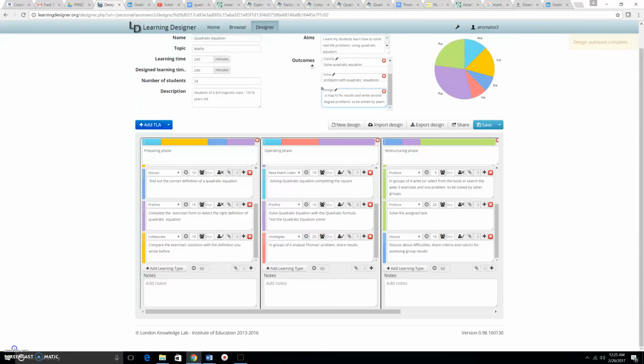I'm Antonietta Romano. I am a math teacher at the Scientific and Linguistics Lyceum of Scalea. The activity I planned is quadratic equation, and it was taught for my third linguistic class, that is a class composed of 24 students of 15-16 years old. These students are facing CLIL, and CLIL with math, for the first time.